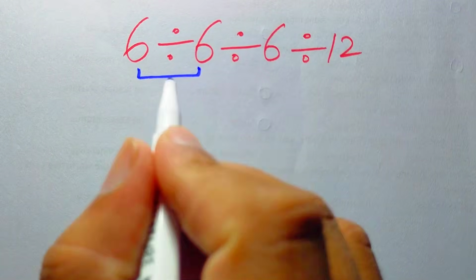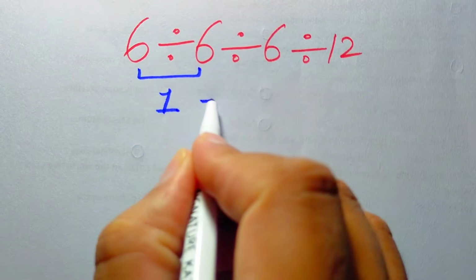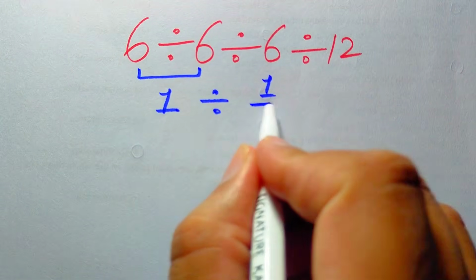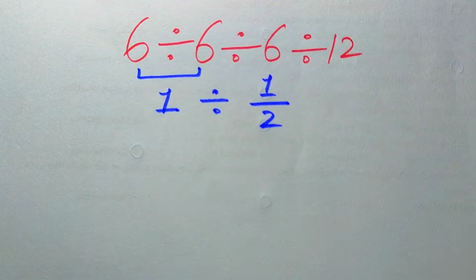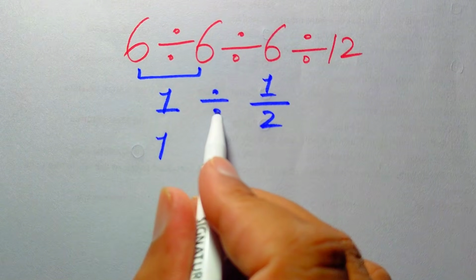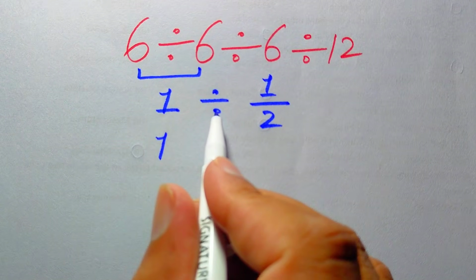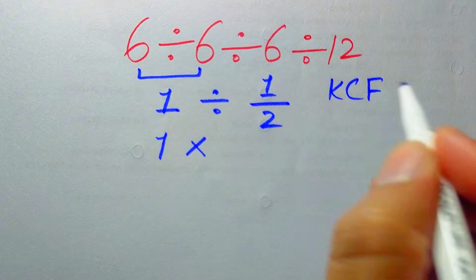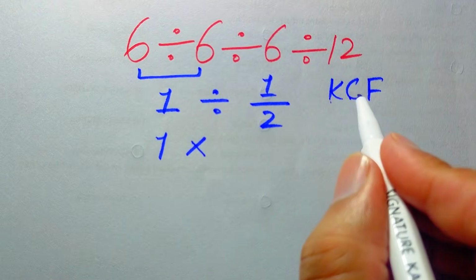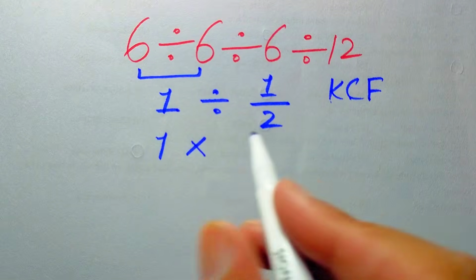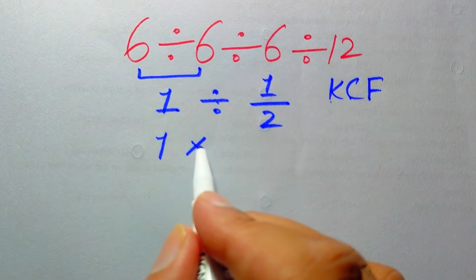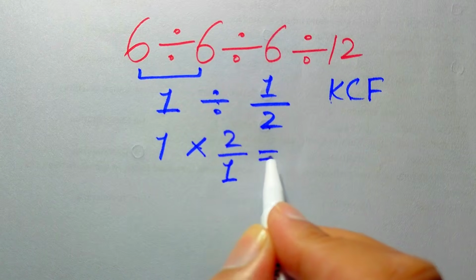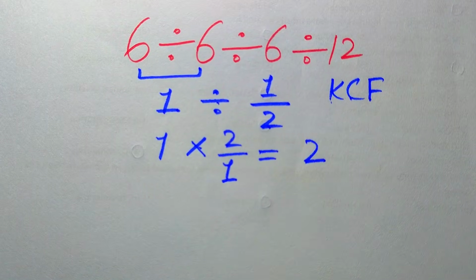6 divided by 6 equals 1, divided by 6, divided by 12, equals 1 over 2. And here we just change this division sign to multiplication by using the KCF rule. It means keep, change, flip. According to this rule, we change division to multiplication and we flip this value and we get 2 over 1. So here the final answer is 2.